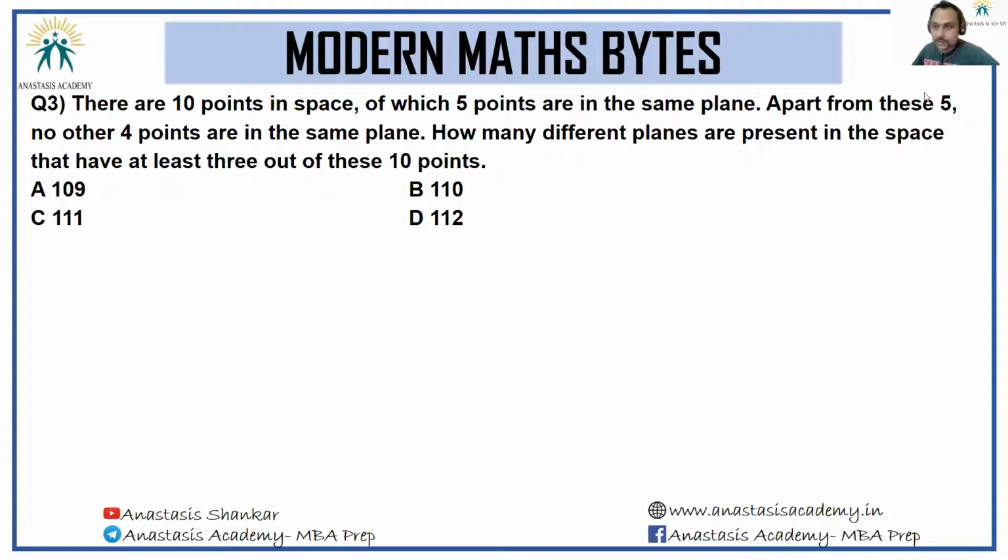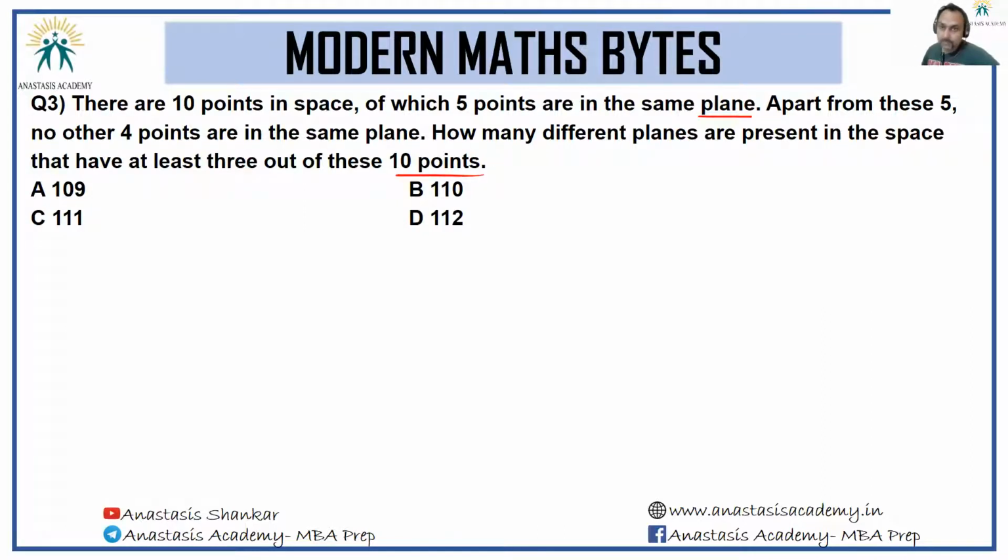Next question. There are 10 points in space, of which 5 points are in the same plane. Apart from these 5, no other 4 points are in the same plane. How many different planes are present in the space that have at least 3 out of these 10 points?